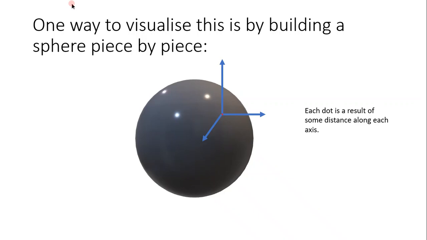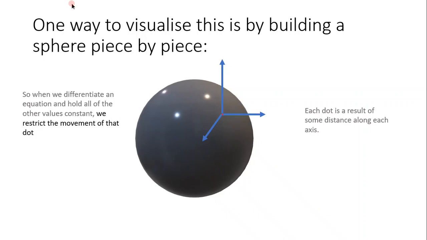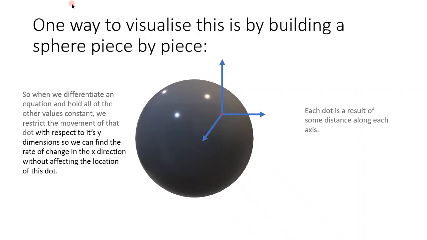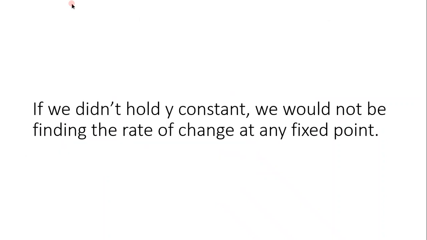So each dot is a result of some distance along each axis. So some distance along x and along y, and that gives us our z. So when we differentiate an equation and hold all of the other values constant, we restrict the movement of that dot with respect to its y dimensions, so we can find the rate of change in the x direction without affecting the location of this dot.